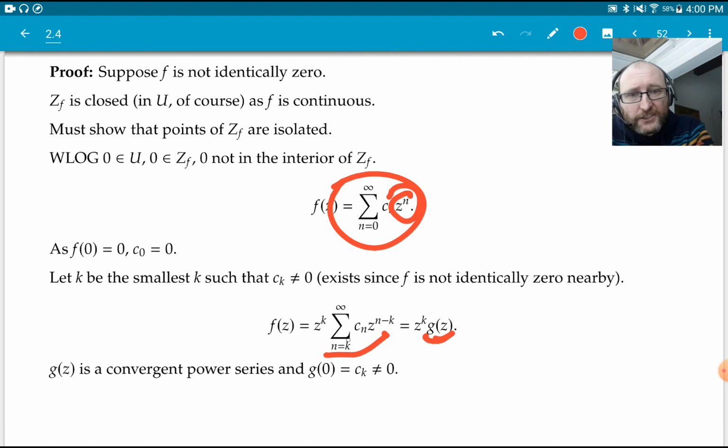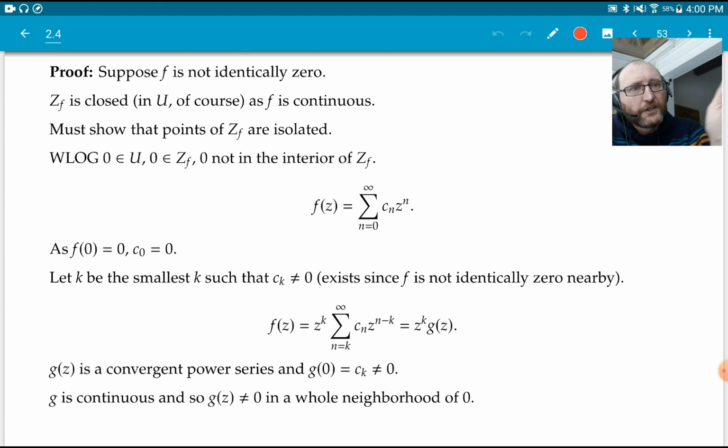Now, c_k was not equal to 0. Therefore, g at 0 is equal to c_k, right? If you look at this, if I plug in 0, the only term that's non-zero is when n is equal to k. So it's just c_k, and we know that that's not 0 by assumption, right? So we actually have that f is z to the k times something that's not 0, right?